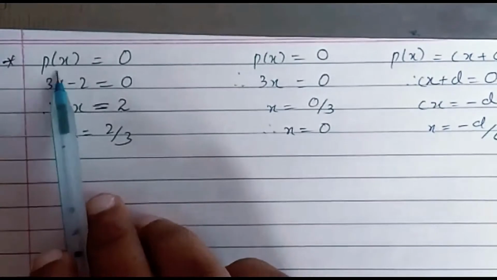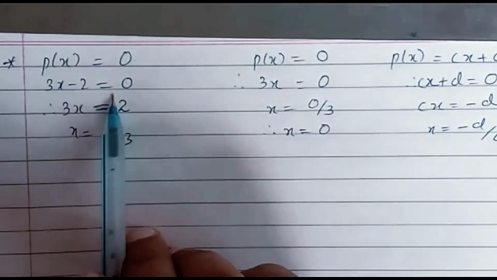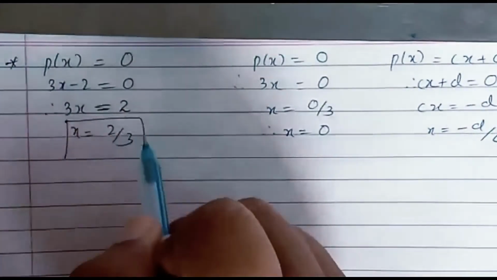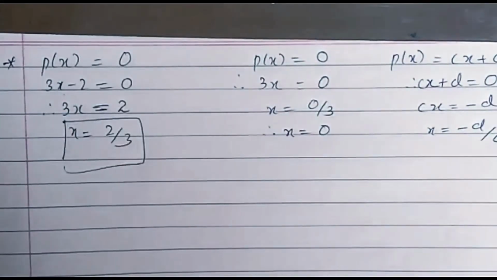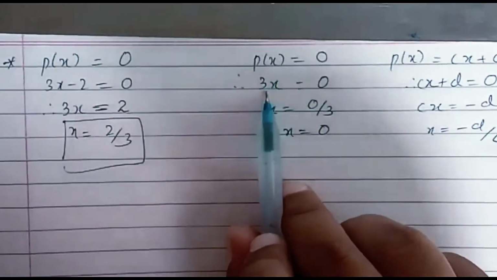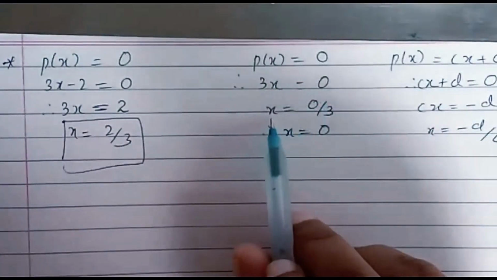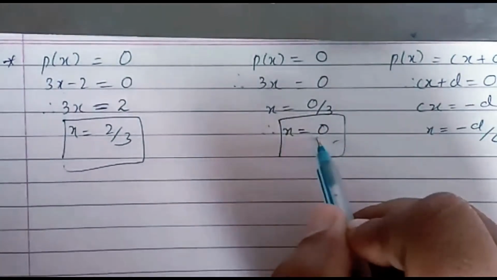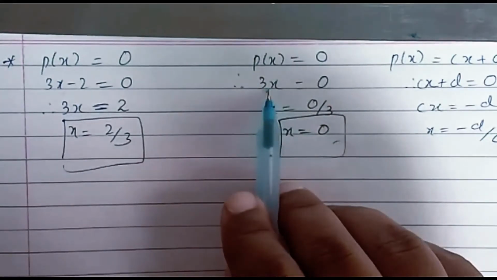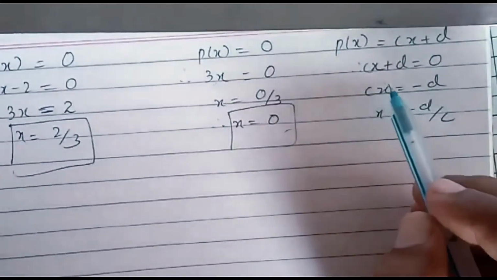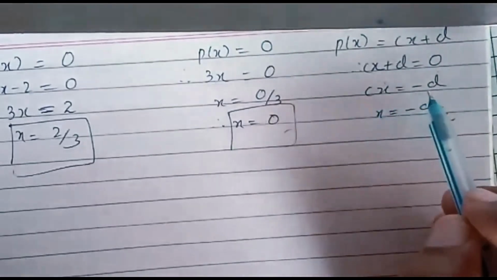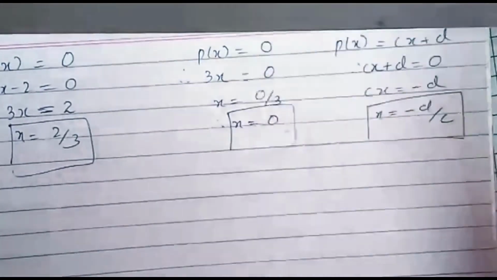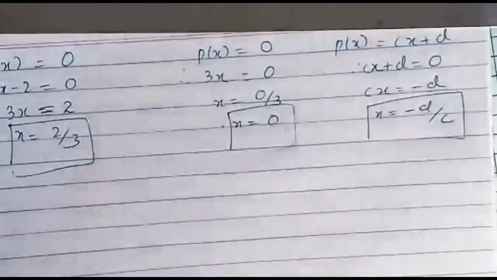You can see here p of x is 0, so 3x minus 2 is 0. So 3x will be equal to 2, x will be 2 by 3. So this is the zero of the given polynomial 3x minus 2. Same way, if the polynomial is 3x, then 3x is equal to 0, x will be equal to 0 by 3, x will be equal to 0. So 0 itself is the zero of the polynomial 3x, right? The last one, cx plus d is equal to 0, so cx is equal to minus d, and so x is equal to minus d by c.